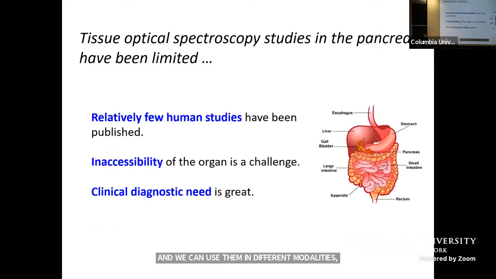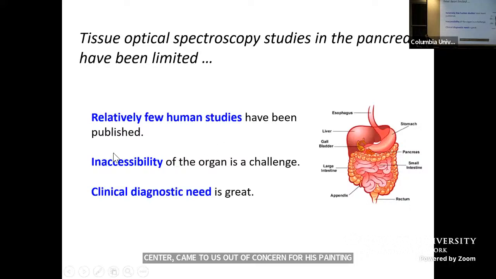So studies in the pancreas are relatively few in number. We began this project some years ago when a clinician, Dr. James Scheinman, who is the director of medical imaging at endoscopy at the University of Michigan Medical Center, came to us out of concern for his pancreatic cancer patients. And he explained to us about the clinical diagnostic need for pancreatic cancer patients. I'll explain that in a bit.